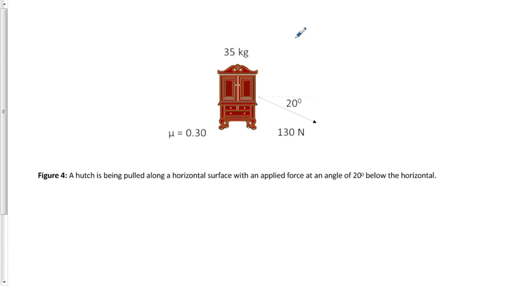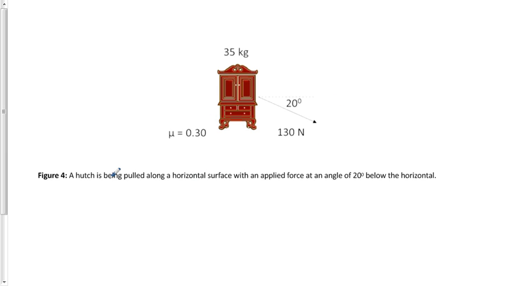A hutch is being pulled along a horizontal surface with an applied force that has an angle of 20 degrees below the horizontal. Now, this one is an angle pull. Why? Because the object is pulled along a horizontal surface, but we're pushing or pulling at an angle to the horizontal. This is not an incline.